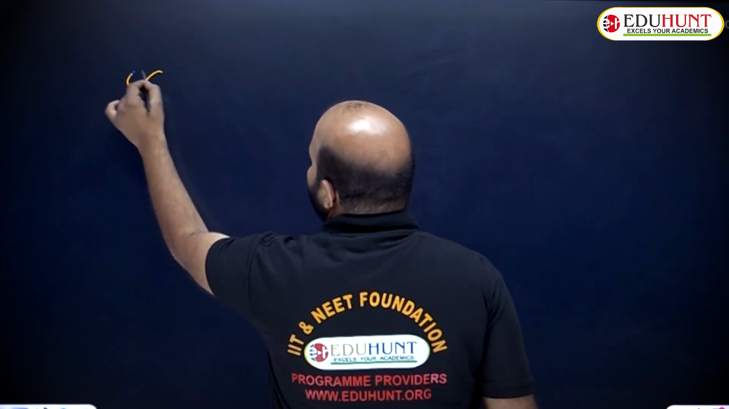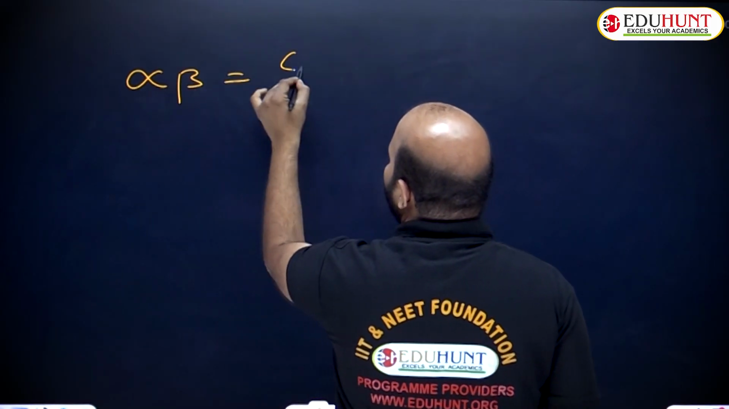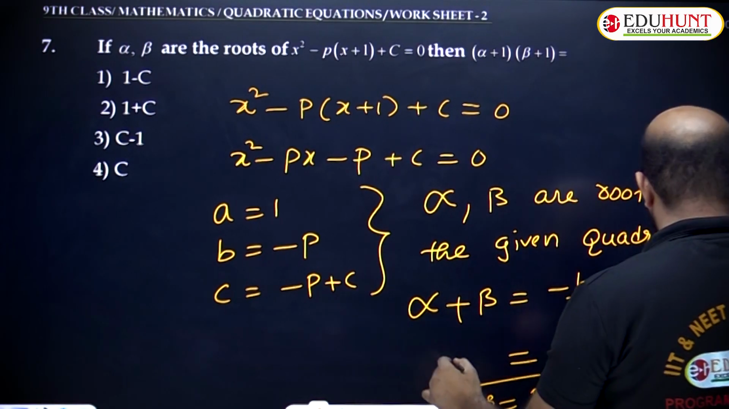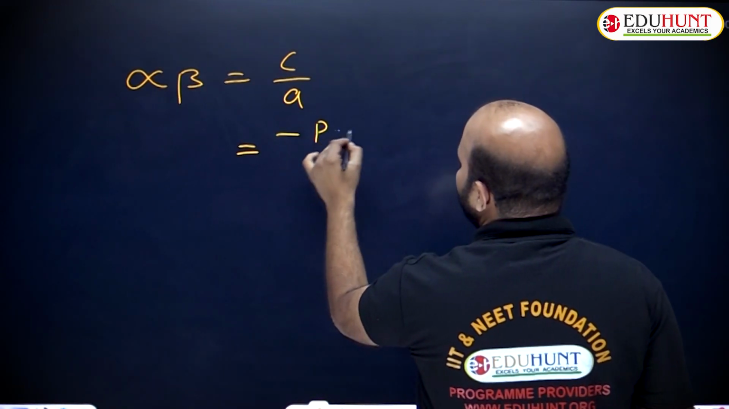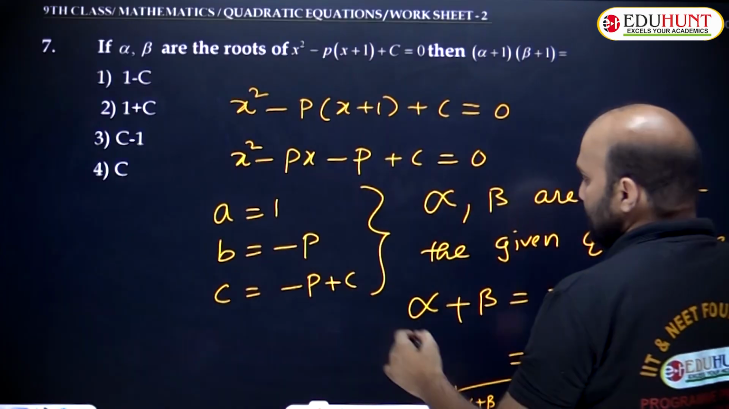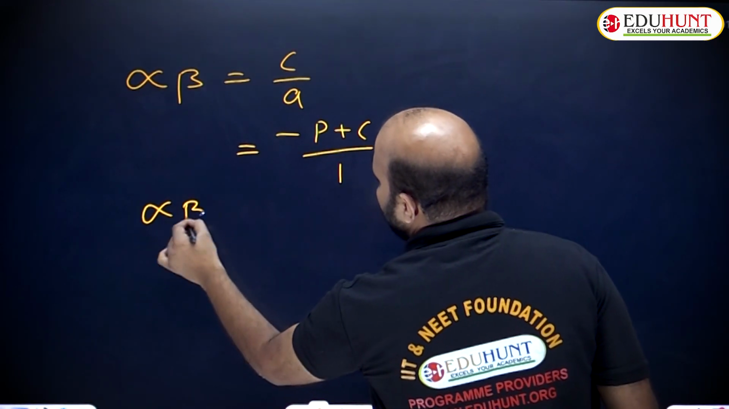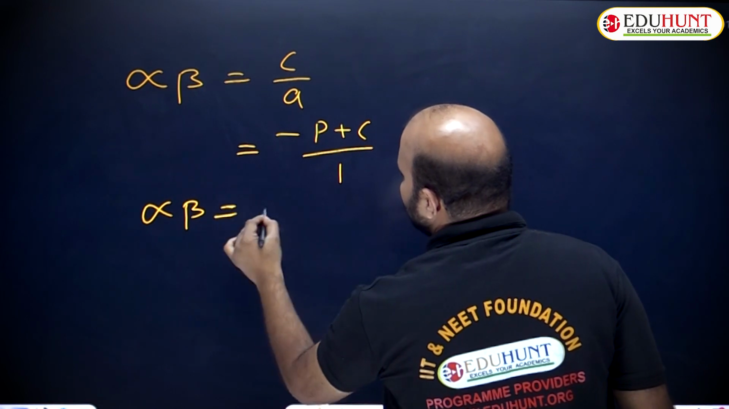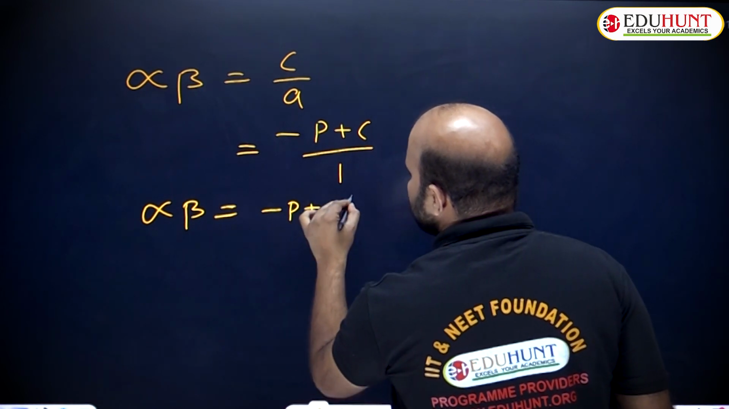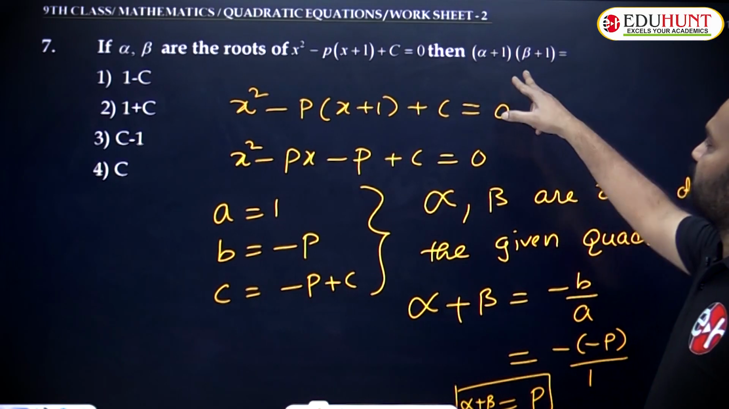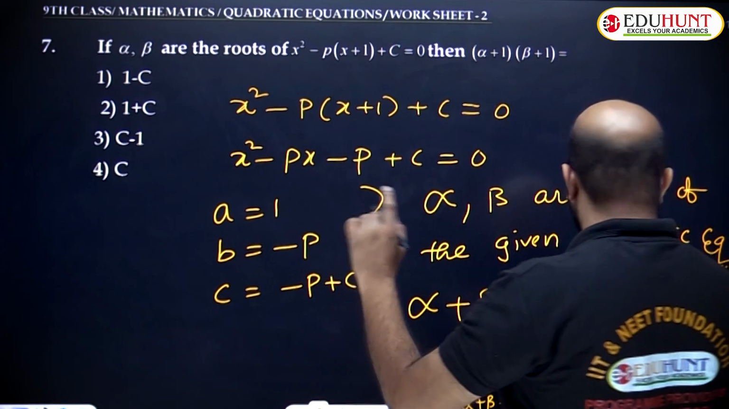Product of the roots, alpha beta formula, is c by a. What is the c value here? Minus p plus c, by a value 1. So alpha into beta is minus p plus c. Am I clear? But the question I am asking is the value of alpha plus 1 into beta plus 1.